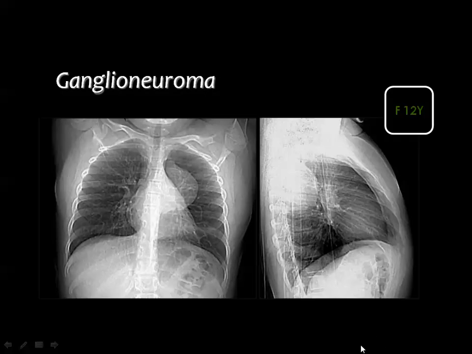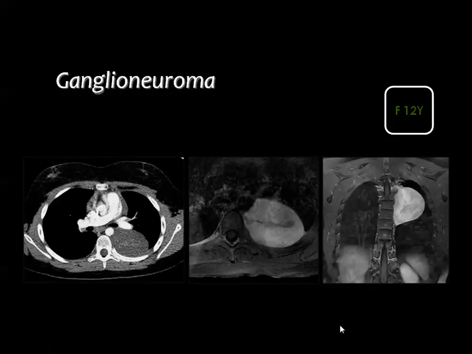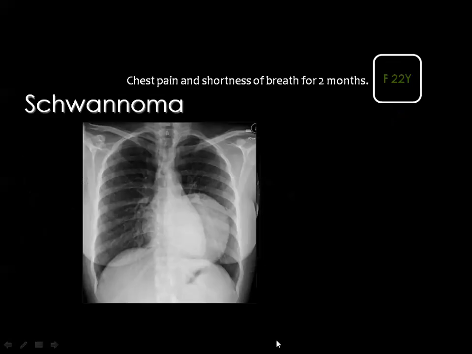Remember this female patient, 12 years old, having a mass in the posterior mediastinum, as you see in the lateral view, and this is the appearance of the mass in the CT scan, the MRI, axial and coronal images, and by age we may think of ganglioneuroma, and this was proved to be a ganglioneuroma.